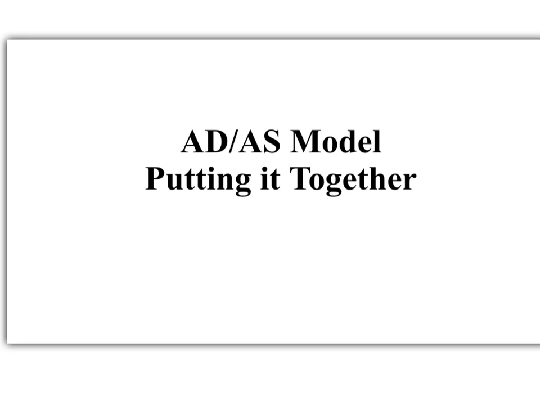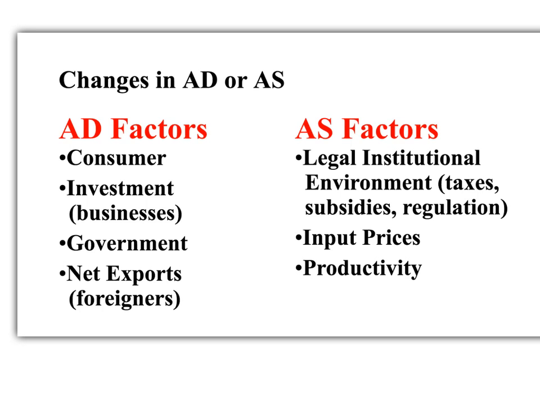Now that we've learned about aggregate demand and aggregate supply, now we're going to work on putting them together in one model and one graph. Recall, and you can pause if you need to, the shift factors for aggregate demand and aggregate supply. And we're only going to deal with one at a time, so we're not going to shift both in the same problem. We're only going to shift one at a time.